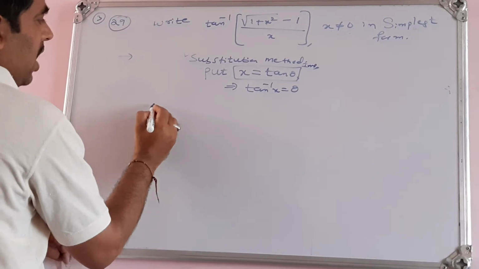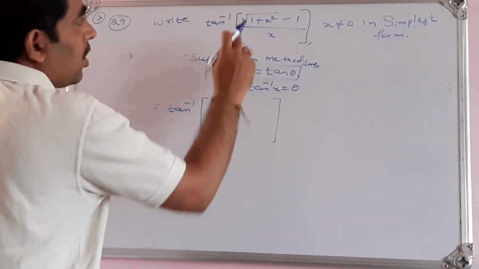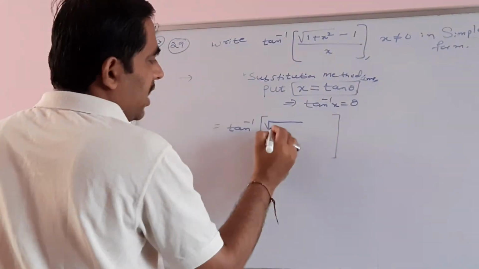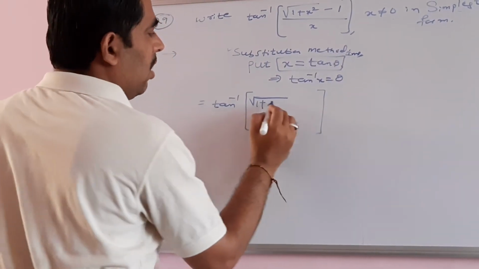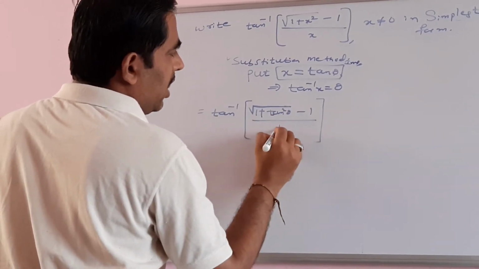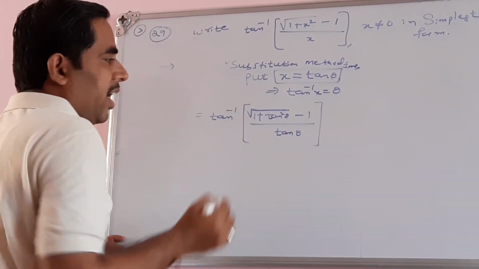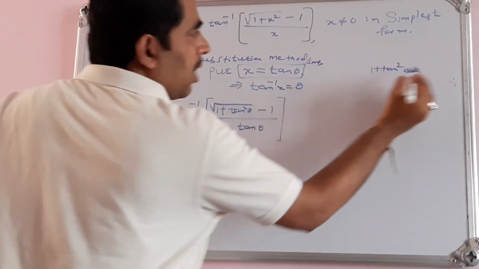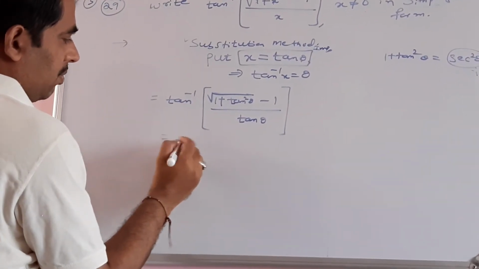So let us consider the expression here. Tan inverse of, observe this, square root of 1 plus x square. So 1 plus, x is tan theta, so x square means tan square theta. So I will write tan square theta minus 1 divided by, in the denominator I have x, so I can write tan theta. So I have substituted tan theta in place of x. 1 plus tan square theta, what is the identity? Secant square theta. So I can write secant square theta.